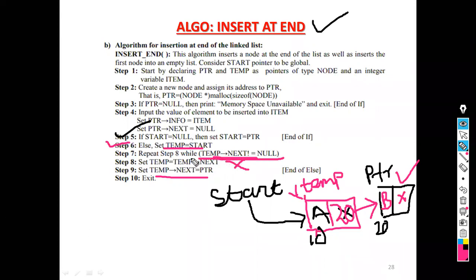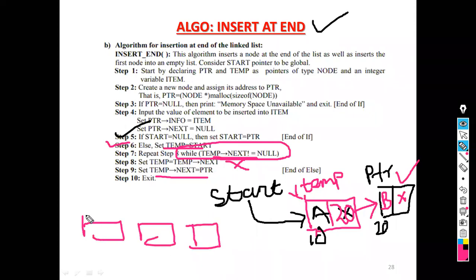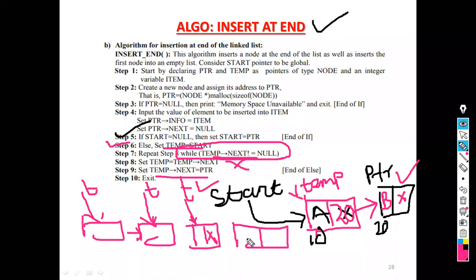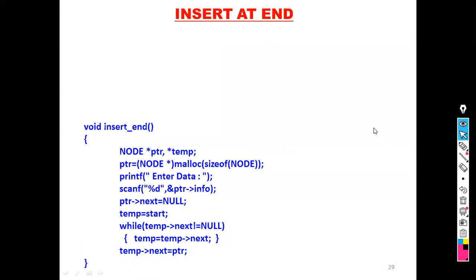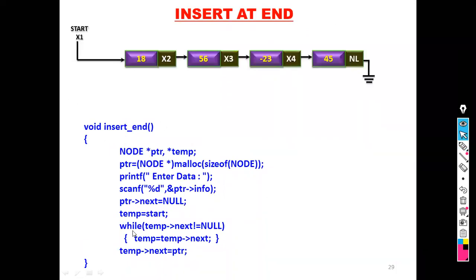For that, you have to maintain the while loop: temp next is not equal to null, if a number of nodes are there. Use a temporary pointer temp. Initially temp equal to start node. Then temp equal to temp next means temp is now pointing to the second node, then the third node. After reaching the last node, you have to insert a new node after it. Let's go to the next slide. Previous one was the algorithm. This is the C code.